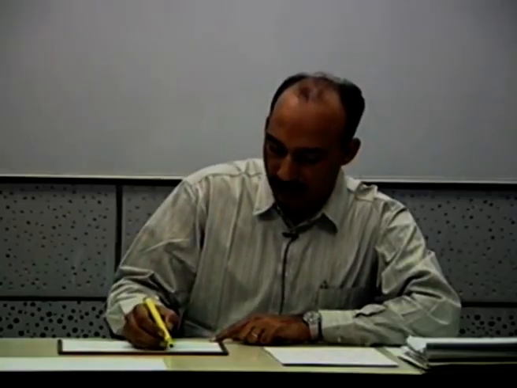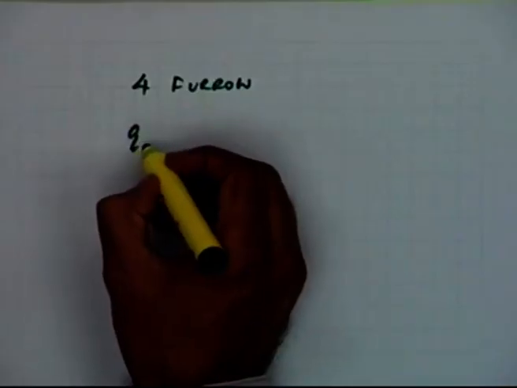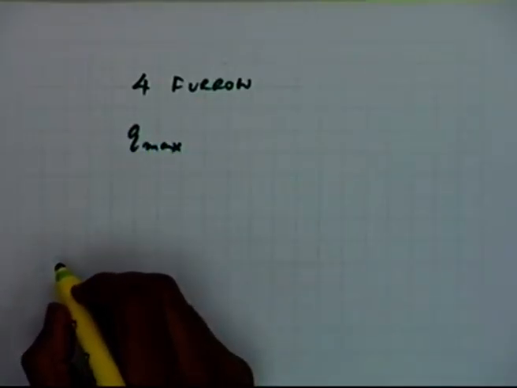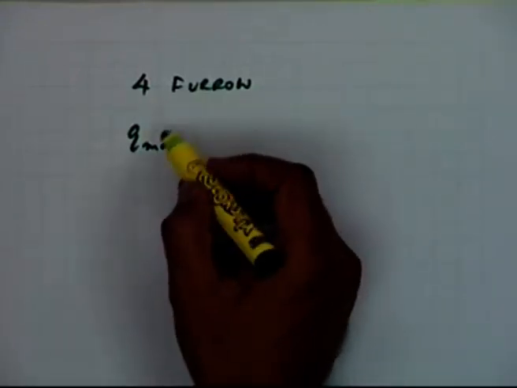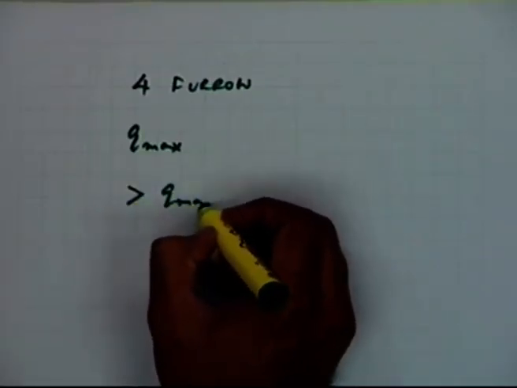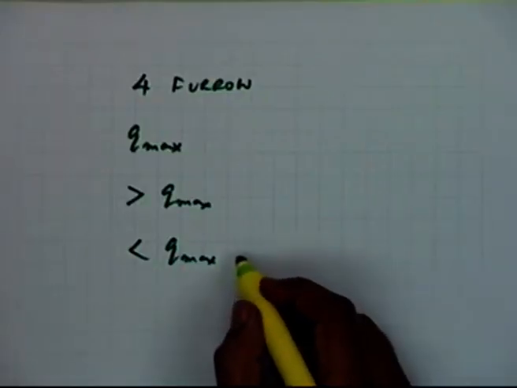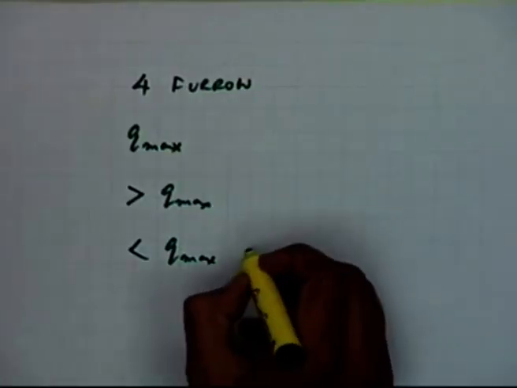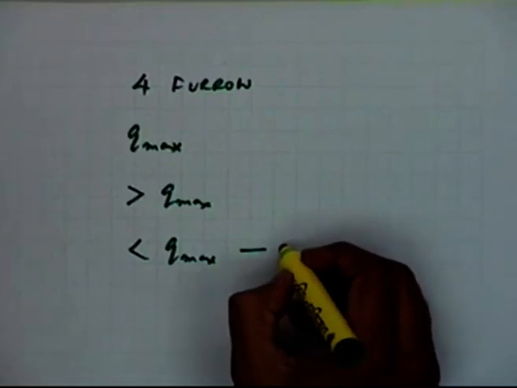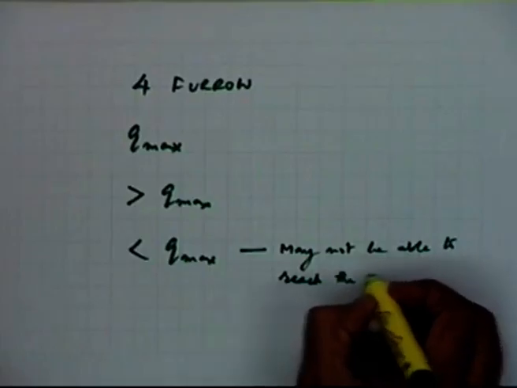Now the Q maximum which we have obtained, let's assume that you have selected 4 furrows, and you have a Q maximum which you know, which is a desirable stream size obtained from the relationship. Now select 4 different stream sizes in such a way that some of them are more than Q maximum and some of them are less than the Q maximum value. The one which is less, you try to select one which may not even reach the downstream end of the field.